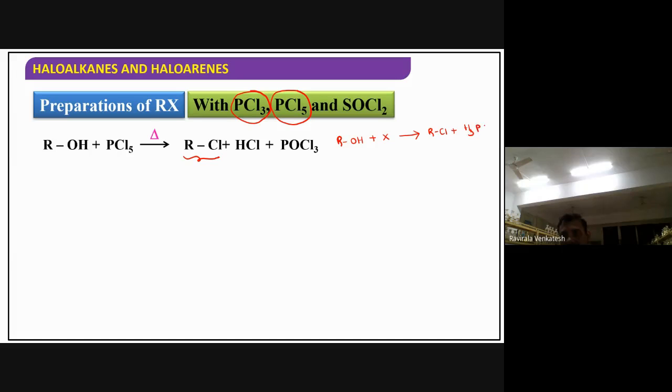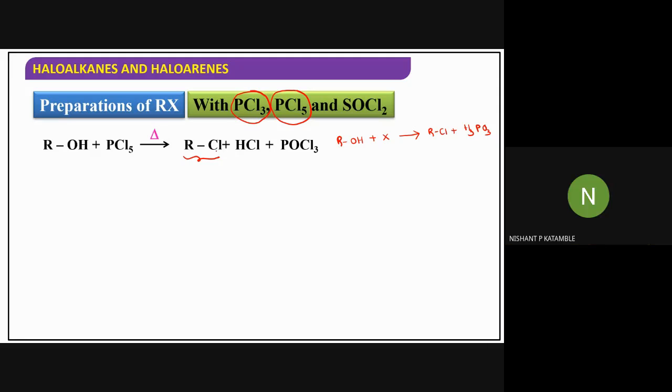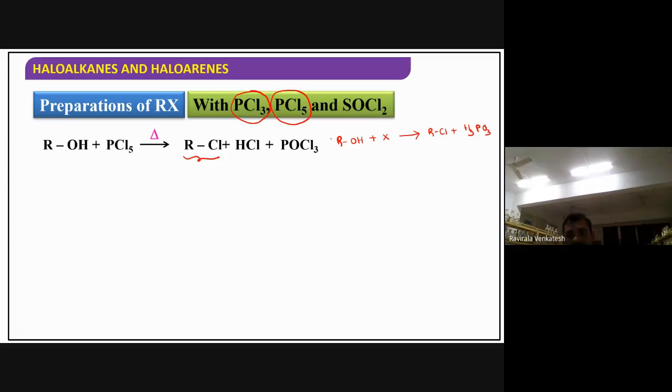Now what is X? They will ask. Tell me what is X here? PCl3. Yeah, like that also you may get questions here. For example, if instead they give HCl and POCl3, then X will definitely be PCl5. So you have to practice this one.